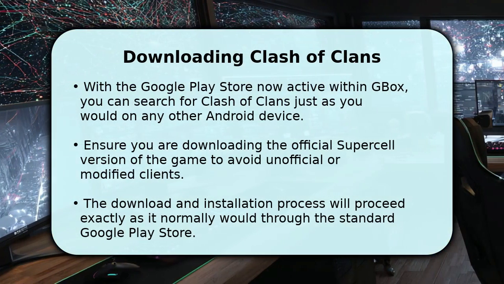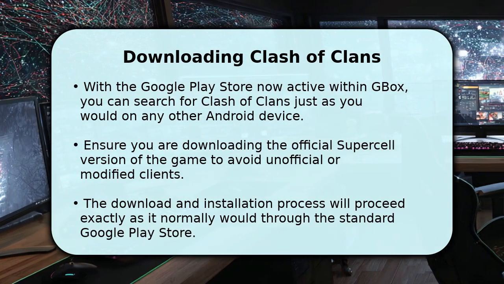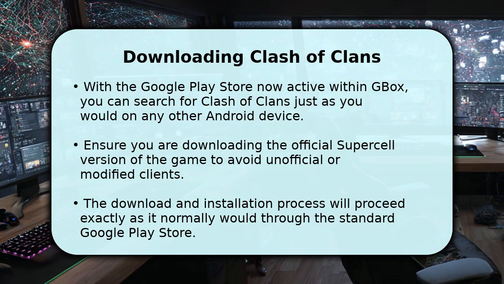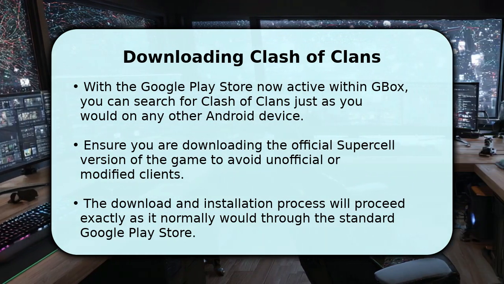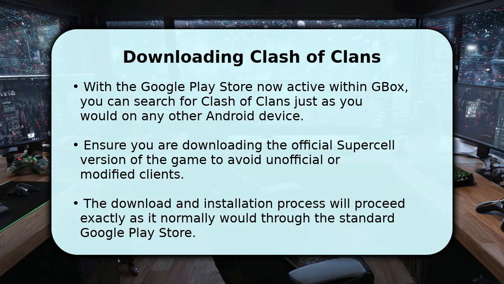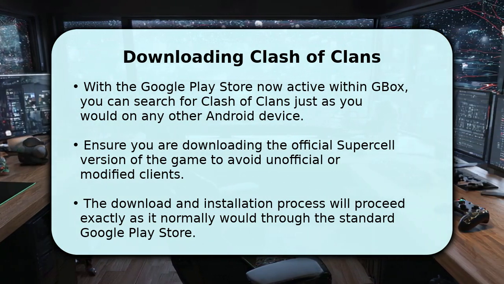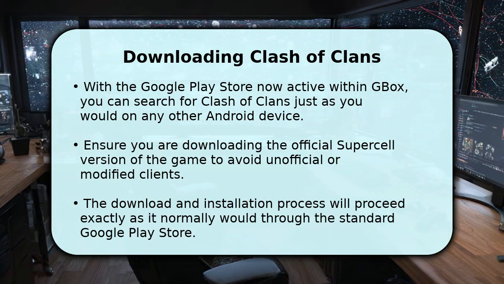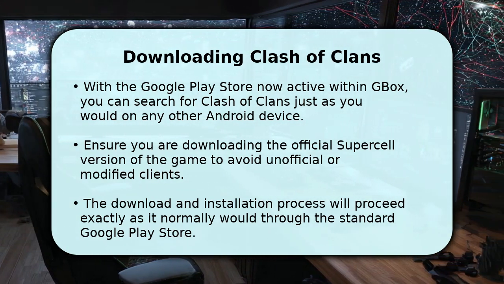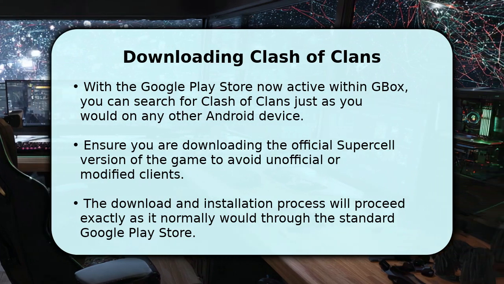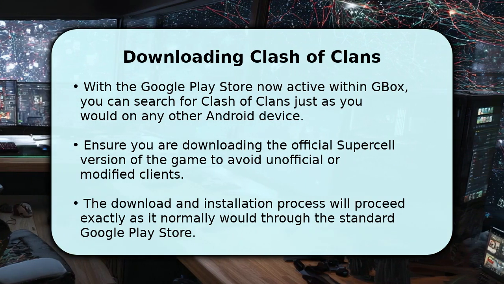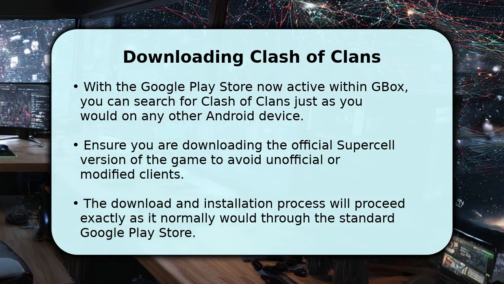Now that your Google Play Store is fully operational inside Gbox, finding Clash of Clans is incredibly simple. Just open the Play Store within Gbox, use the search bar to type in Clash of Clans, and select the official game from Supercell. It is vital to confirm you are downloading the legitimate version to ensure game integrity and security. The entire download and installation will then proceed automatically, exactly like it would on any other Android phone, with standard Google Play services.